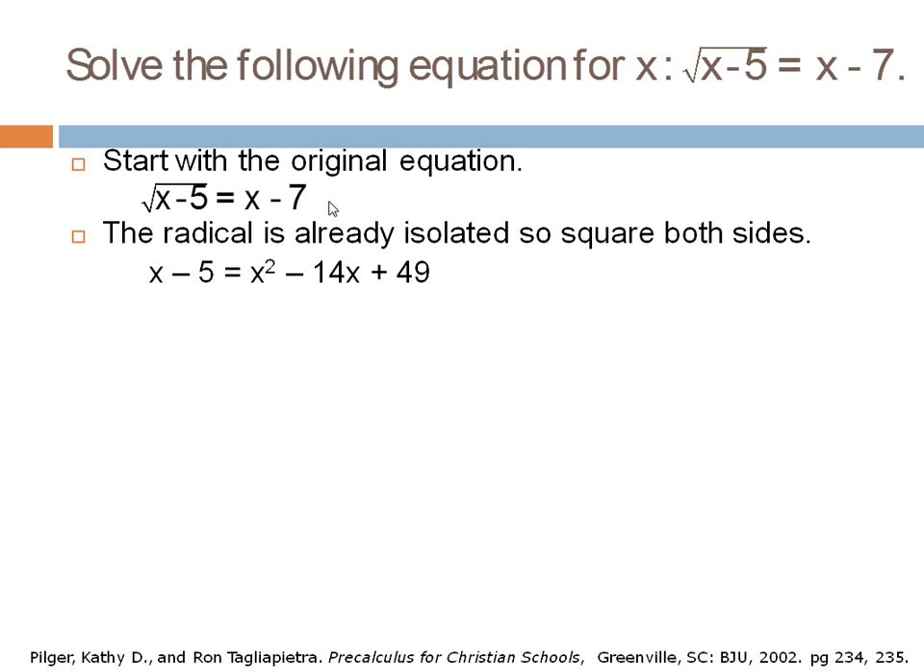Now what we're going to do is we're just going to solve for x. So we can get everything to one side. I would probably subtract x and add 5 to both sides.